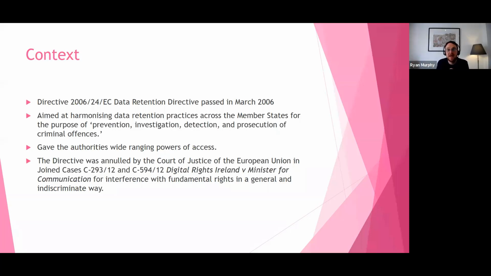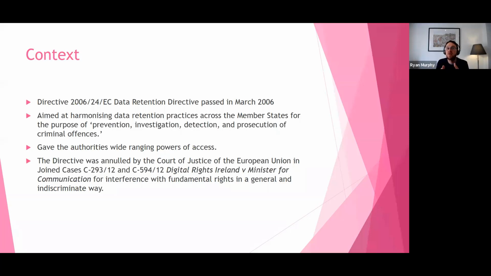A little bit of context may help you to understand what follows. We're talking about a directive that was passed in early 2006 called the Data Retention Directive. Its intention was to harmonize data retention practices across the member states. All of the member states had different legal frameworks for dealing with data retention. That's the obligation upon providers, internet and telephony providers, ISPs, to store data and give over that data to the authorities.